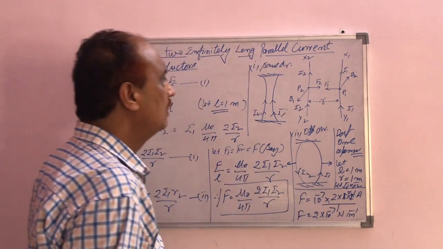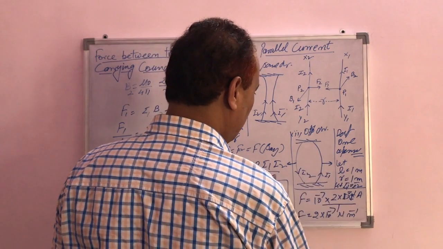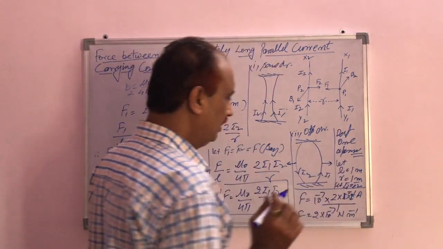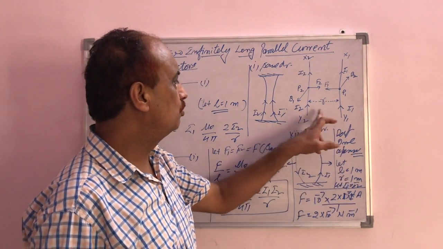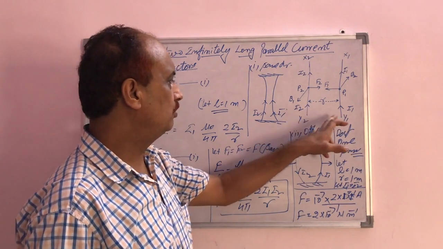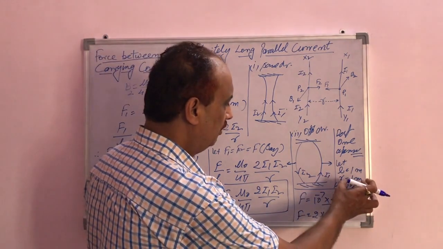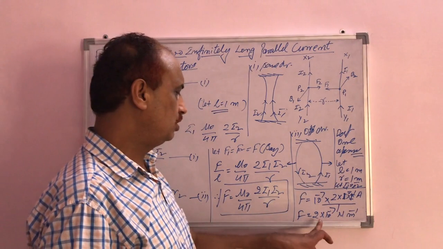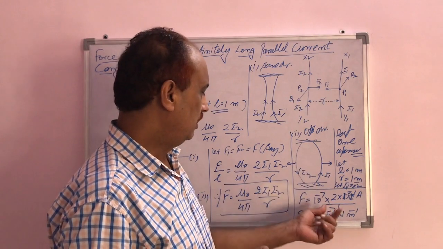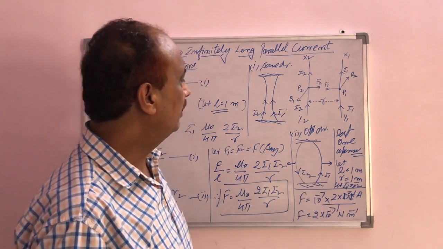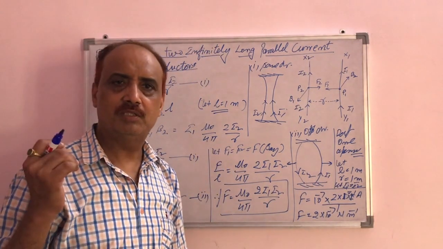Such force is experienced by these two conducting wires. From this calculation, we can frame the definition of 1 ampere. 1 ampere is that current which, flowing in two infinitely long current carrying conducting wires x1, y1 and x2, y2 separated by a 1 meter distance, makes each experience a force of 2 into 10 to the power minus 7 Newton per meter. That value of current is equal to 1 ampere. So this is the end of this article, and it is very important from the examination point of view. Thank you.